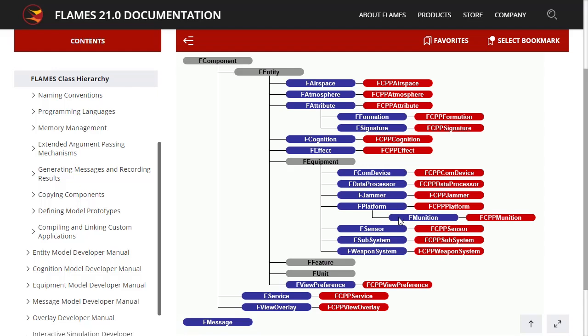Of all these types of equipment models, a unit can have any number of these attached to it, and you already know how to do that from watching the user videos. The only type of model that a unit can have only one of is a platform model.